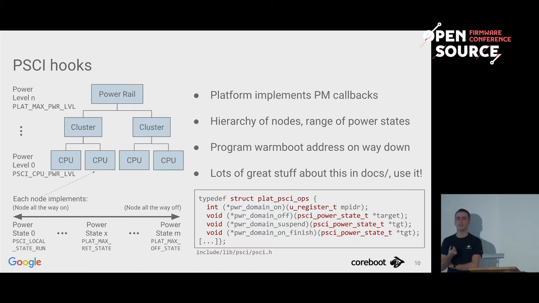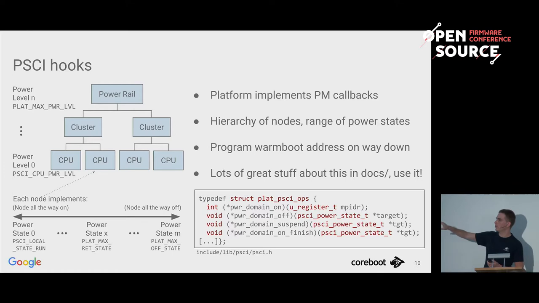The main message here is essentially that it's very flexible. You can do whatever you want, whatever is best for your SoC. So for each of the things that you can turn on and off for runtime power management, you have these nodes at the bottom, which are in a hierarchy of power levels. At the bottom level, you always have the CPU, or in case of multi-threading, that would be the threads, actually.